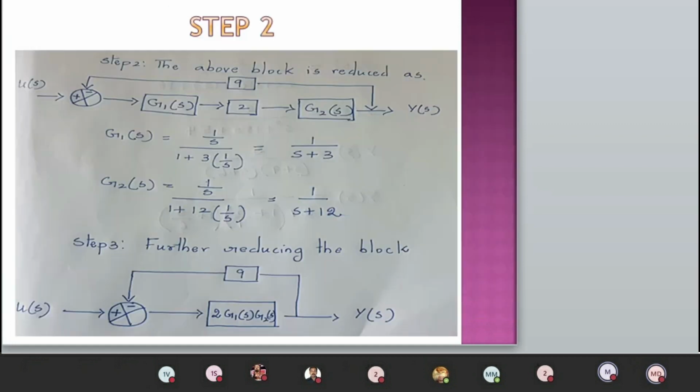You can notice that the block has been simplified and is still easy to understand. So 1 by s divided by 1 plus 3 into 1 by s gives 1 by s plus 3, and 1 by s divided by 1 plus 12 into 1 by s gives 1 by s plus 12. That is G1 of s and G2 of s. Kindly understand that G1 of s and G2 of s are all connected in cascade. What do you mean by cascade? All are connected in series. So 2 into G1 of s, G2 of s, and you have a negative feedback.